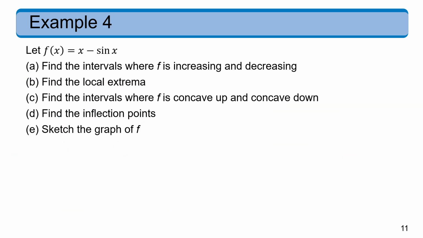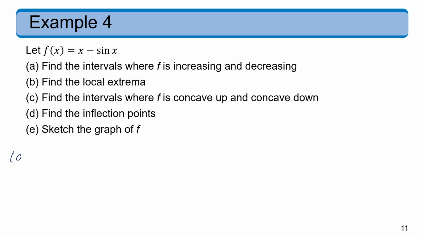This is a curve sketching example, so the parts A through E are leading us through all the steps for all the pieces we need in order to sketch this curve. But if you look at the formula x minus sine x, this is not an obvious graph, right? We couldn't just easily figure out this graph using transformations. So we're going to use our calculus methods to get a good picture of this graph. So part A starts with finding the intervals where it's increasing and decreasing.